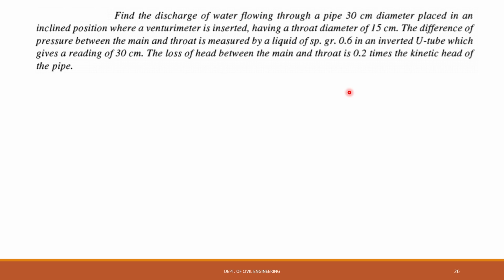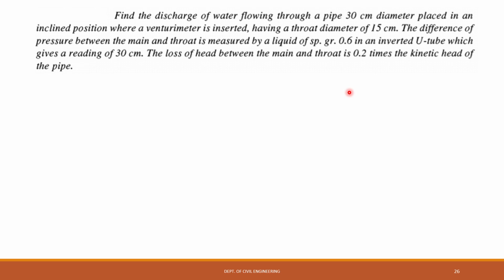So here you have a pipe, and inside the pipe you have water flowing, and the diameter of the pipe is 30 cm. It is placed in an inclined position. That means the venturimeter will be inserted inside the pipe, and the venturimeter also will be inclined. So this is case 4 or case 3. I don't know which case, but it is not case 1 or case 2. It is inclined venturimeter, so case 3 or case 4. Now it is having a throat diameter of 15, so A1, A2 can be found out.